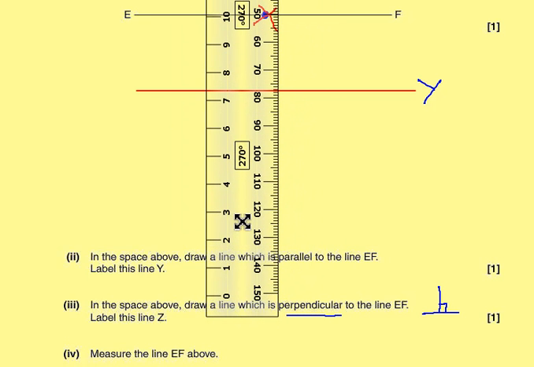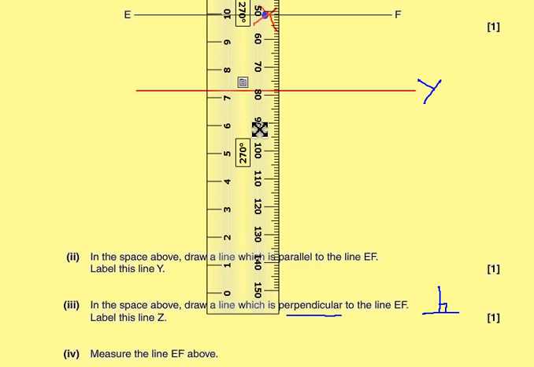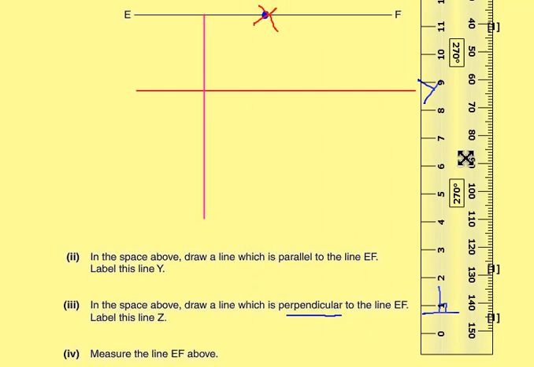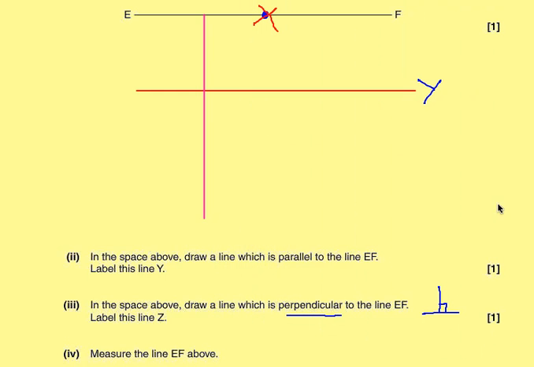I can actually use the mark on the 10 there to make sure it is perpendicular, and then I simply draw in a line which is perpendicular along the ruler. I do it that side or this side of my line. So that pink line is now perpendicular. If I move my ruler away, that pink line is perpendicular, and it asks me to label that as Z. So Z is my line that is perpendicular at 90 degrees to EF.